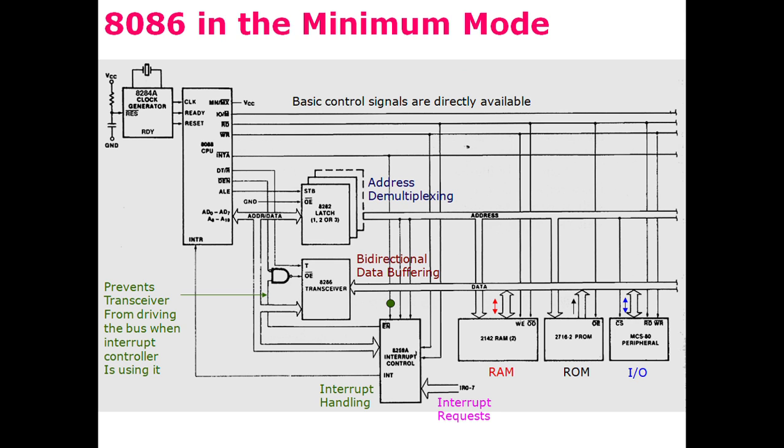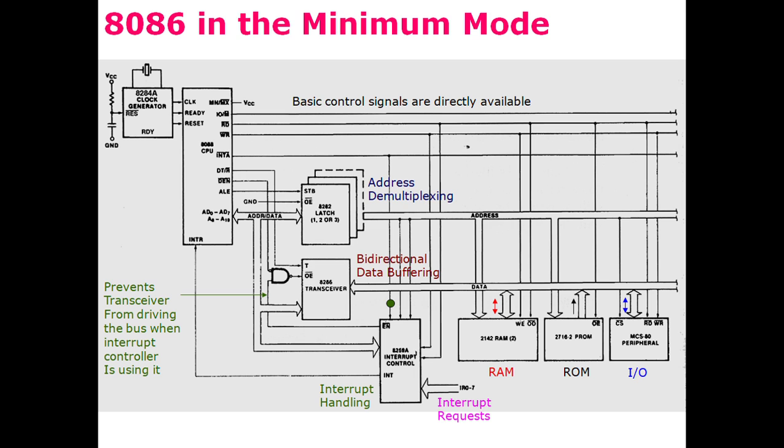The 8086, when operating in the minimum mode and connected with external memory, called the real memory, and input and output devices, is shown here. So this is the block diagram of the 8086 microprocessor when operating in the minimum mode. Here we have the 8086 microprocessor. It is connected with an external clock generator, the 8284A. This clock generator generates the clock signal that synchronizes the activities of the microprocessor.